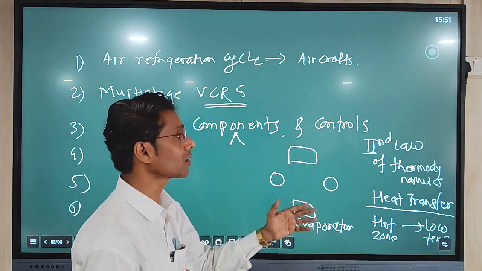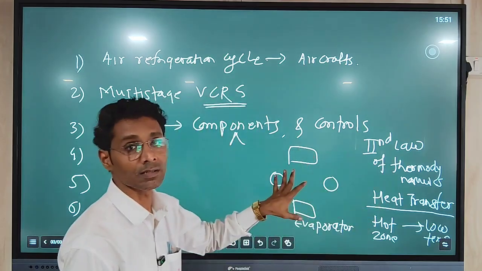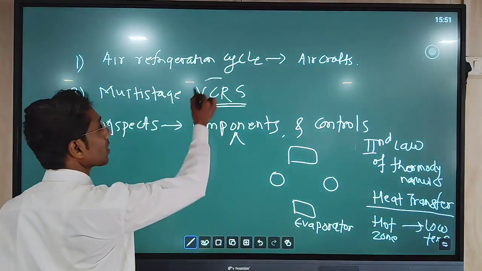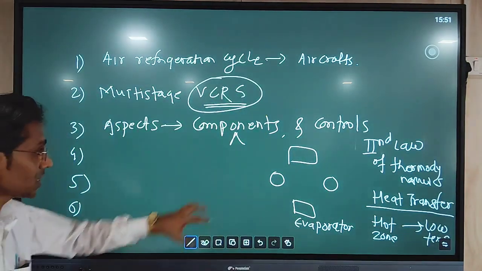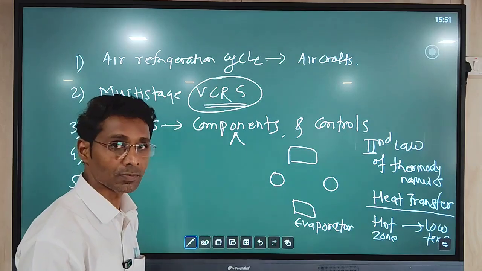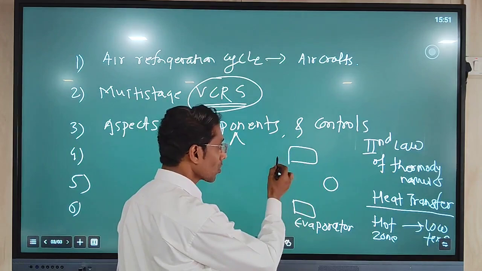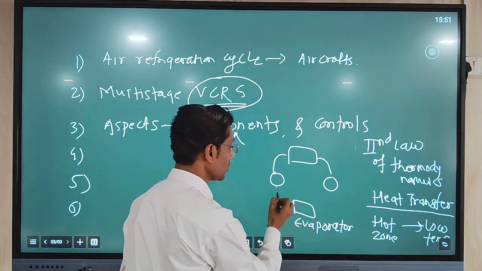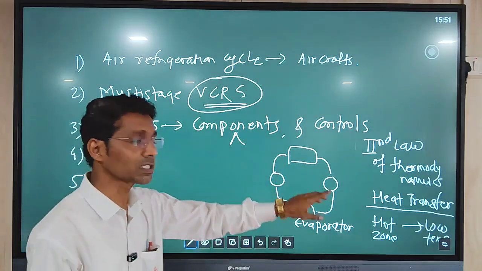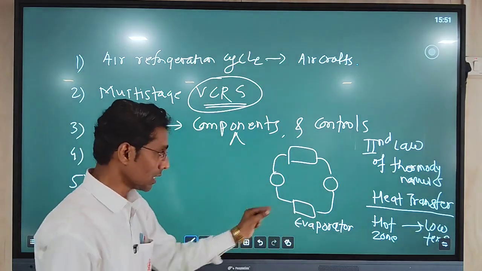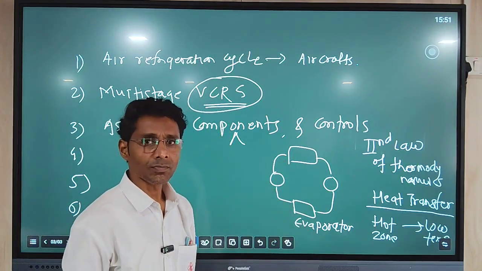So that is why, as per the second law of thermodynamics, we have to use a mechanical system called VCRS, which consists of these 4 components. In brief, I will just give an idea. Here these 4 components are connected to each other by using tubes, small tubes, because this whole system is a closed system.